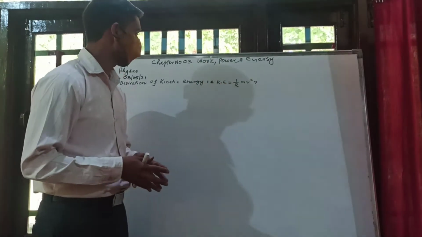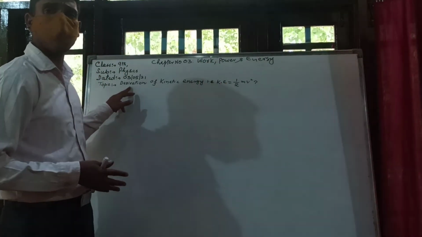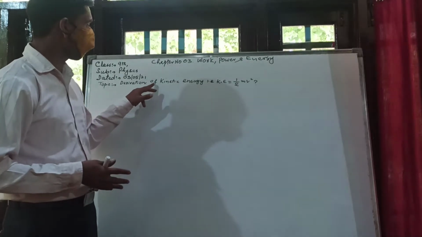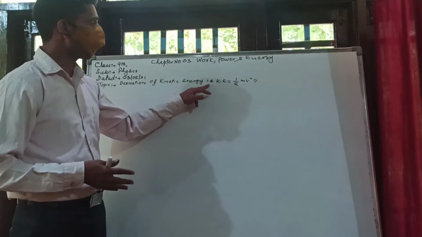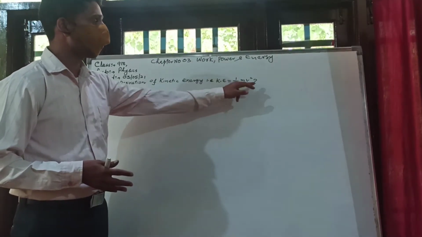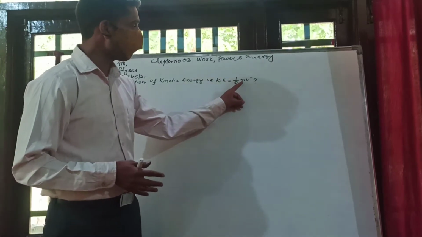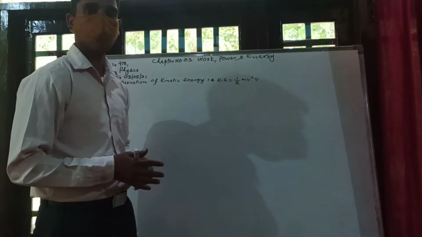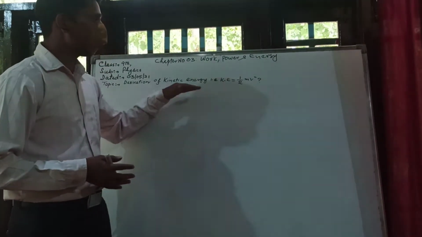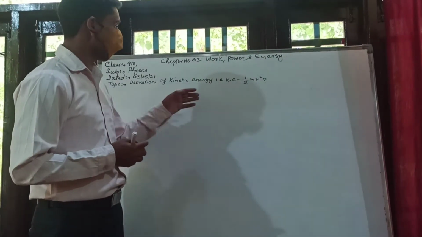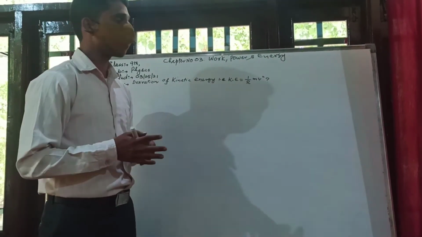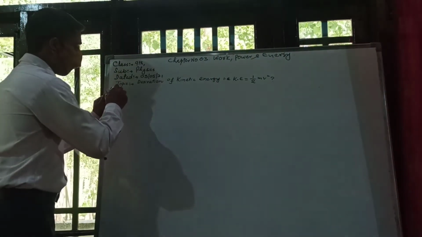Today's topic is about the chapter Work, Power and Energy, of class 9th. The question is very important: the derivation of kinetic energy, that is K is equal to 1 by 2 mv square, where m is the mass of the body and v is the velocity of the body. So today, my dear students, let's start this derivation and see how to prove this theorem. So I may write here: proof.